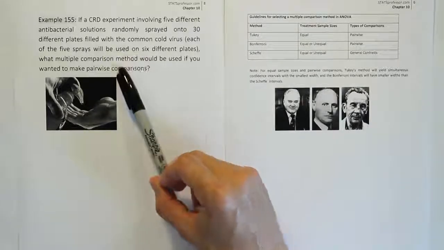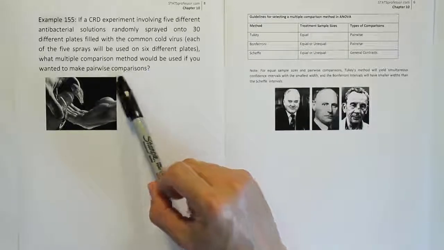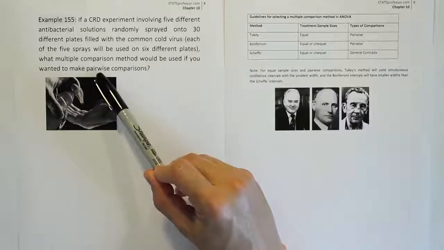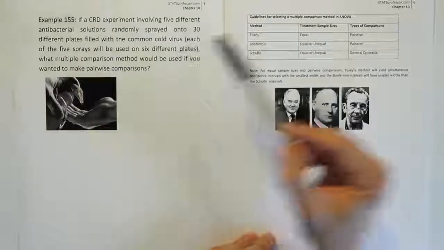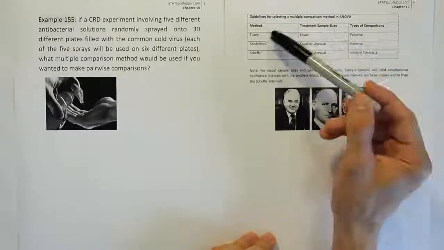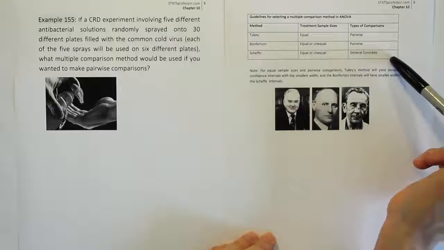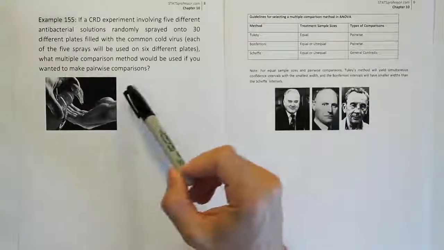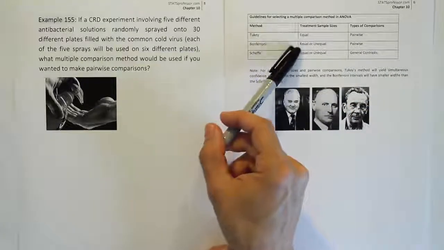It tells us that, first of all, there's pairwise comparisons. Do you see that? So if you wanted to make pairwise comparisons. So if we're making pairwise comparisons, then it seems to me that we have to stick with either Tukey or Bonferroni. So we'll eliminate Scheffé as an option, and let's continue on from there and then decide whether the sample sizes are equal or not.